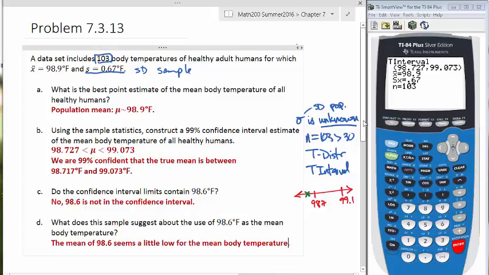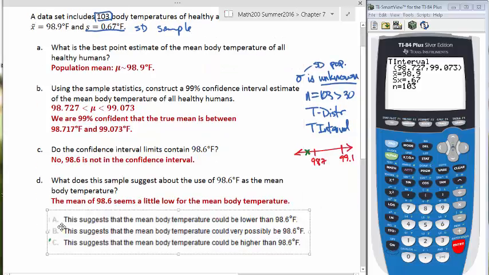Let's see what our homework might have as choices for this question. A says this sample suggests the mean body temperature could be lower than 98.6. Well, no, it looks like our interval shows that it's a little bit higher. B says this suggests that the mean body temperature could very possibly be 98.6. Well, it doesn't say that. 98.6 is not in the interval. And then the last one says it suggests that the mean body temperature could be higher than 98.6. So 98.6 is below our confidence interval, which should contain the true mean with 99% confidence, so it seems like it could be higher. So the choice would be part C.